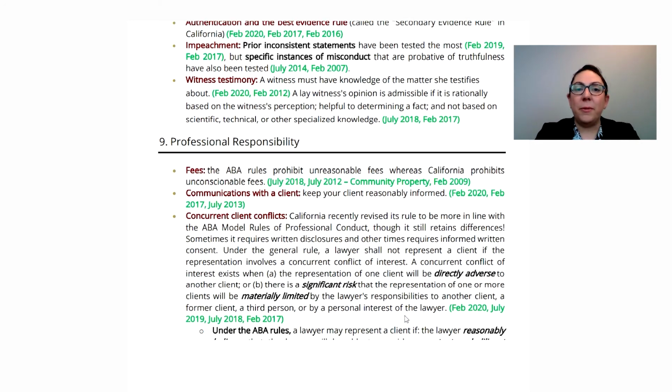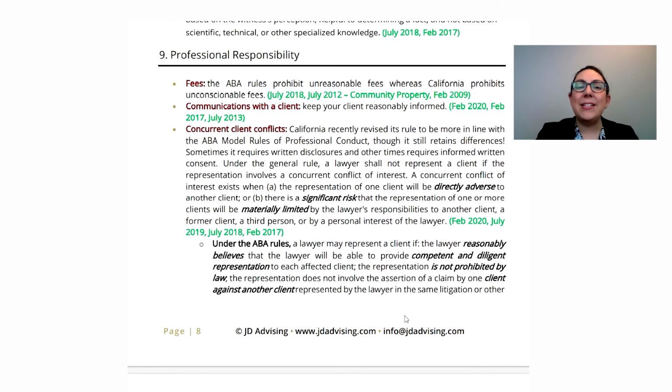The ninth topic is professional responsibility. This is by far the most highly tested subject on the exam. So because it's highly tested as a subject, we've seen them test this a lot of different ways. There's a lot of different things that they could test in a professional responsibility question, and they test them all. So there's a lot to learn here.